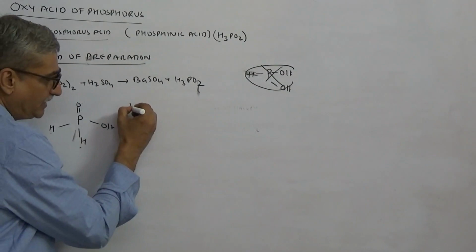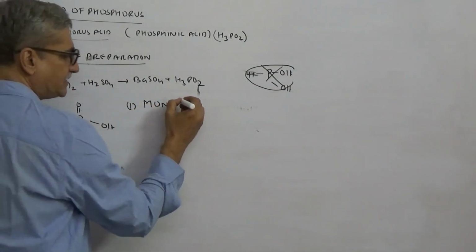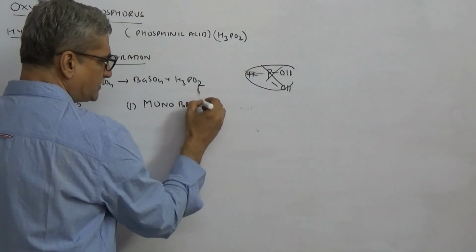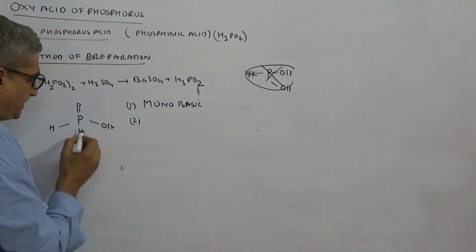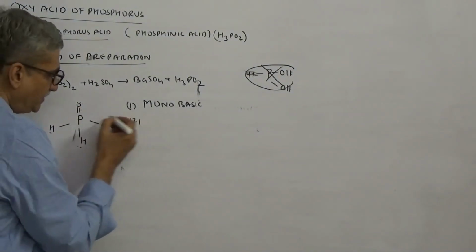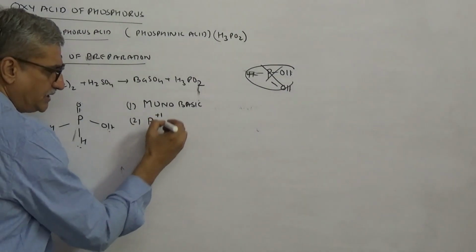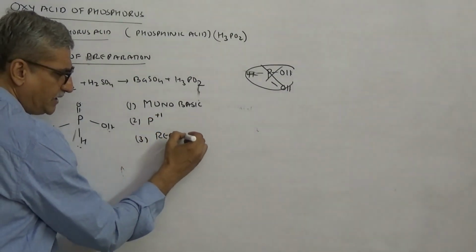So what can we understand from the structure? First of all, it is a monobasic acid. Second, what we can understand is, +1 +1 -2, and this is -1. So phosphorus has an oxidation state of +1 over here. Third, it is a reducing agent.